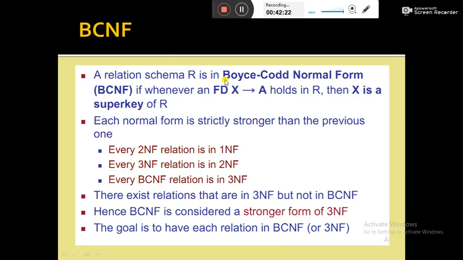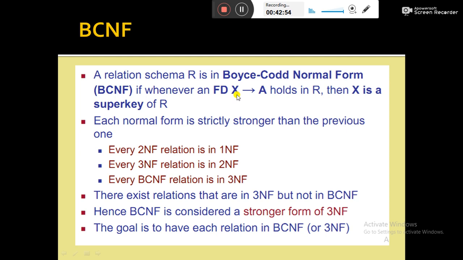Next I am going to discuss the concept of BCNF. The full form of BCNF is Boyce Codd normal form, and this is the next normal form after 3NF. That means this is much stricter than 3NF. Now a relation schema R is in Boyce Codd normal form if whenever a functional dependency X arrow A holds in relation R, then X is a super key of R.